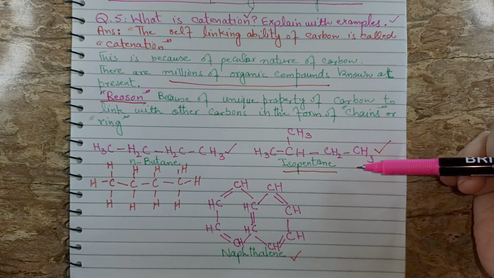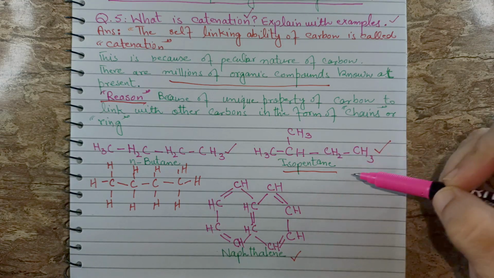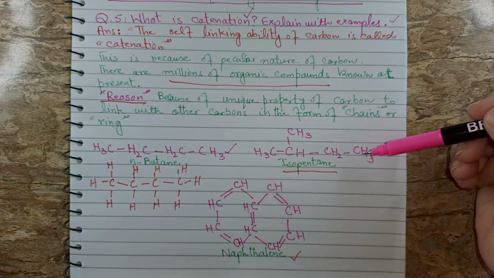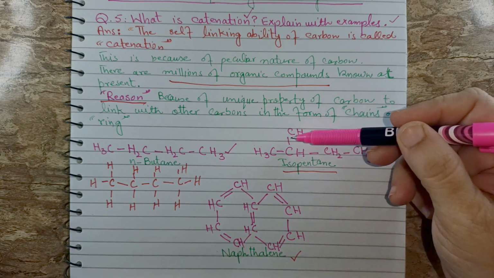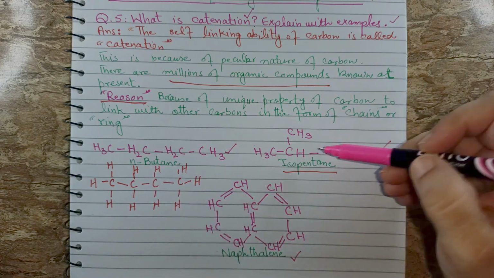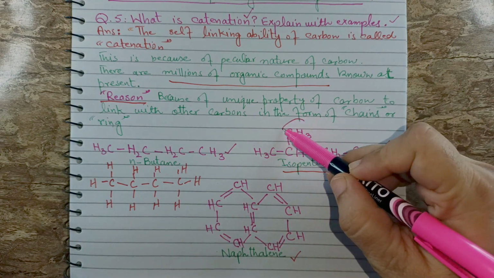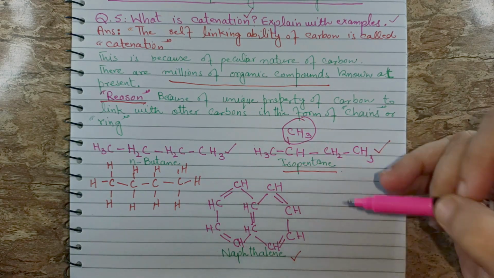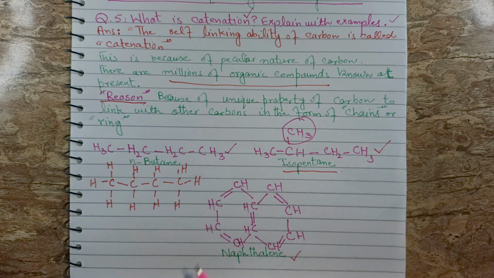The other example I have given here is isopentane. Pentane means a 5 carbon compound, and you can see here 1 2 3 4 5, but we call it isopentane, not n-pentane, because in this case one methyl group is present in branched form. That is why this is called isopentane.